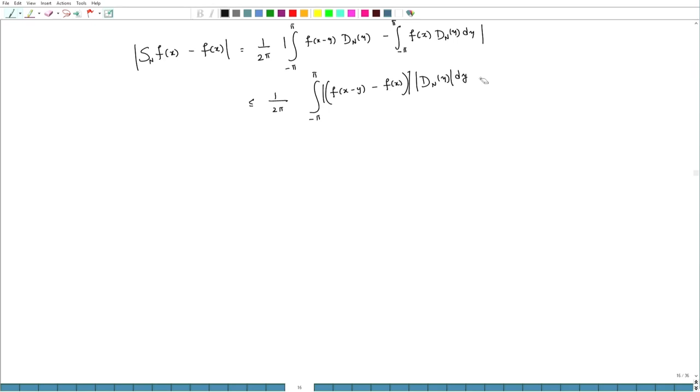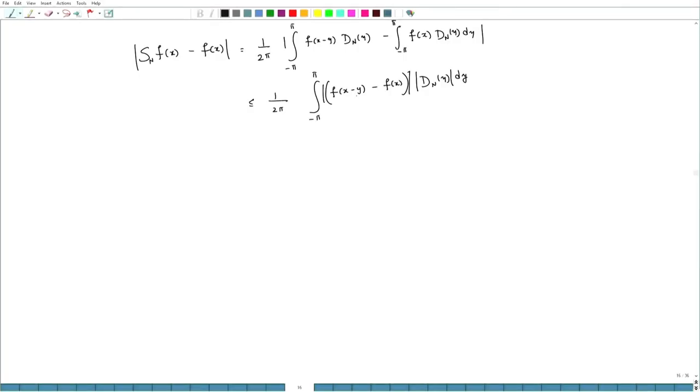Now, let us say that f is a continuous function. Then for small y, f of x minus y minus f of x is going to be small. So then we are left with the absolute value of the integral of Dn of y for small y. That is what we will see in the next lecture, by breaking this integral into small y near 0 and y away from 0. Thank you.